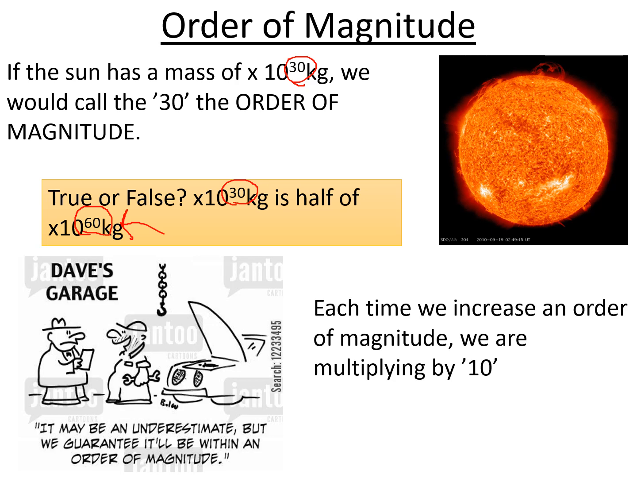So, why do we talk about order of magnitude? Well, each time we increase an order of magnitude, we're multiplying by 10. And that makes sense because if you think about it, each time we increase this number here by 1, we're really adding an extra 0 to our number, aren't we? So that's the same as multiplying by 10. And you can see the importance of knowing your order of magnitude in this wee cartoon here.